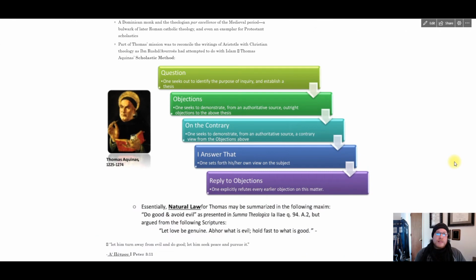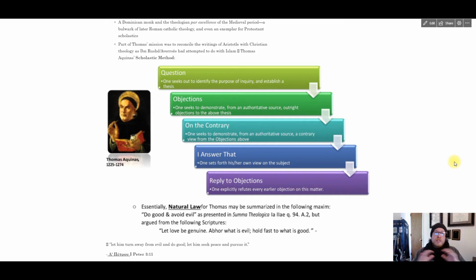Let's get into it. So before we get into the actual reading of Thomas Aquinas, let's take a look at his method, which is called the Scholastic Method. Basically, if you wrote an essay in high school, this is the ancestor of that kind of methodology, where there's an introduction, some body paragraphs, a conclusion. But when you're reading Thomas, sometimes it can be difficult to figure out, is this his opinion? Is this his point of view?